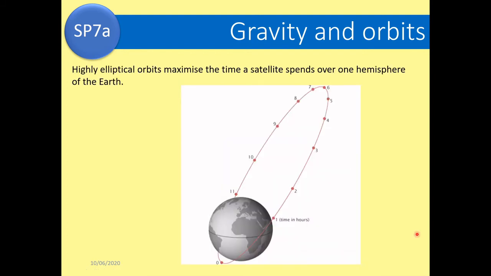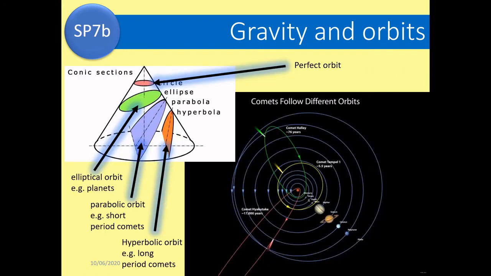The next type of orbit we want to look at is what's called a highly elliptical orbit, and these maximise the time that a satellite spends over one hemisphere of the Earth. So, for example, this satellite here, over its 12-hour orbital period, spends most of its time above the northern hemisphere, and only roughly half an hour to an hour in the southern hemisphere. And this maximises the time if you want your satellite to be over a particular country. So if you want to have a communication satellite for one specific country, you can put these into highly elliptical orbits, and that will fulfill that purpose.